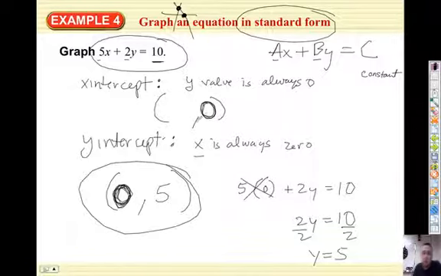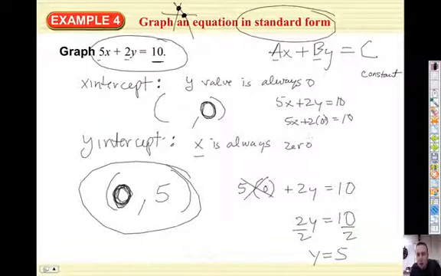Okay? So all you have to do is put in 0 for y right here. So 5x plus 2y equals 10. Put in 0 for y. So 5x plus 2 times 0 equals 10. Pretty soon you'll realize it always makes nothing. So you put 0 here, that's nothing. So basically you got 5x equals 10. Divide by 5, x equals 2. So if y is 0, x is 2.